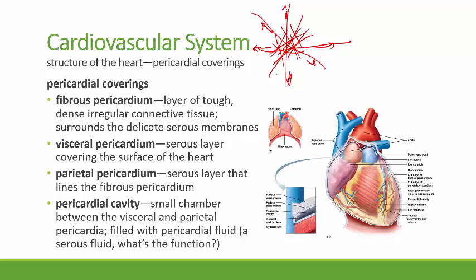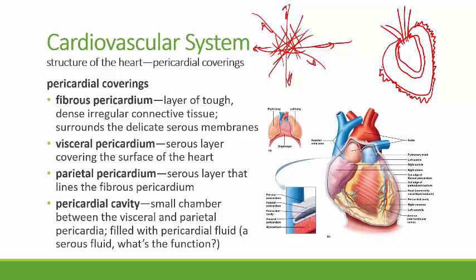Now there is a serous layer on the interior of the fibrous pericardium. So if we've got the heart, and here are all the blood vessels leaving from the top of the heart, and I'm going to really exaggerate it here, so these are the serous layers. So here external is the fibrous pericardium. And the fibrous pericardium is lined with the parietal pericardium. So that's the serous layer that is the interior lining of the fibrous pericardium.